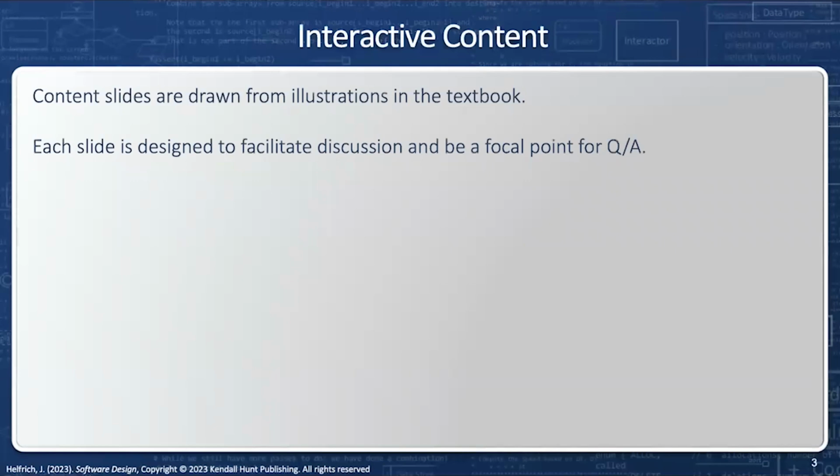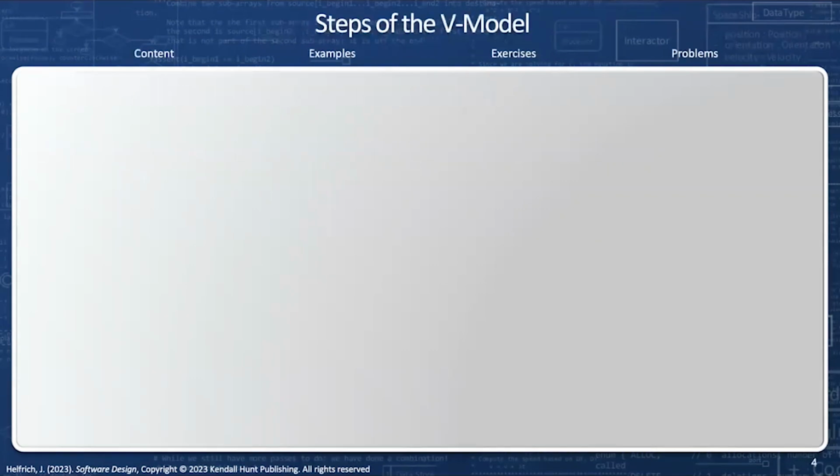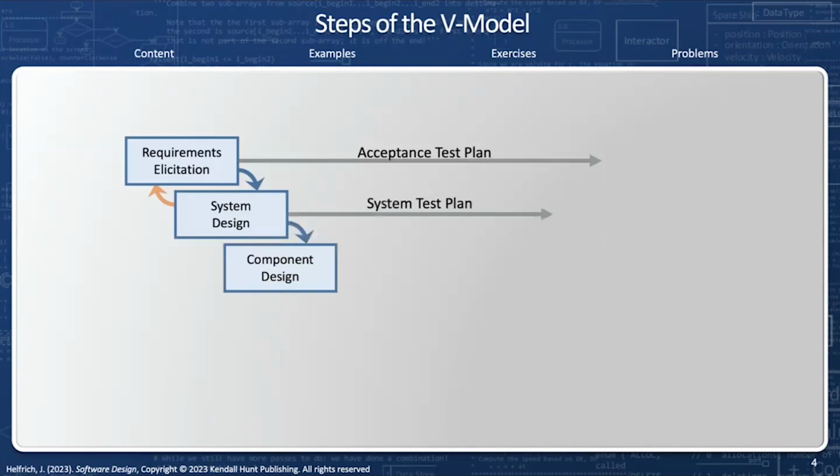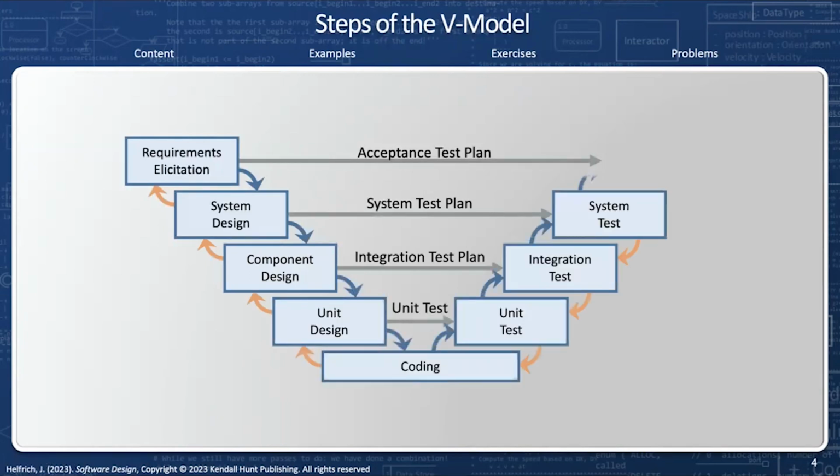So let's take a look at the interactive content. These content slides are drawn from illustrations in the textbook, and each slide is designed to facilitate discussion and to be a focal point for Q&A. So for an example, the V model, if we want to walk through the V model, we say, hey, we first start with requirement solicitation, from which we generate our acceptance test plan. And from here, we're going to go down to system design. But if we realize we have some problems with the system design, then maybe we should go back to requirement solicitation. But from the system design, then I can create my system test plan and then start working on my component design. But of course, if I'm working on a component and I realize there's a flaw in my system plan, I can go back up. For my component design, I then go to my integration test plan. Anyways, I can continue walking through this and explain it as I go each step of the way. And the slides are designed to facilitate that discussion and explanation to the students.